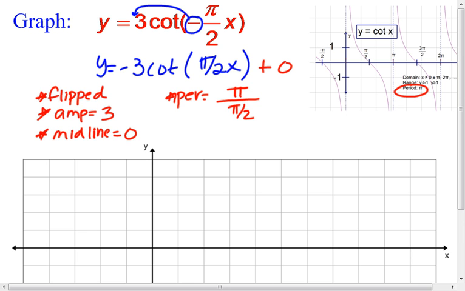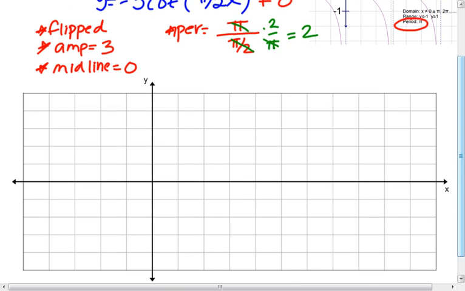Okay? All right, and then I'm going to flip that pi over 2. Instead of dividing by pi over 2, I can multiply by 2 over pi. The pi's will cancel, and my period will be 2. So that's one of the things we do different with cotangent. Because there's nothing added on inside the parentheses here, I have no left-right shifts, and I won't have any of those today. We're not going to worry about those today. We'll add that piece in the next lesson, okay?